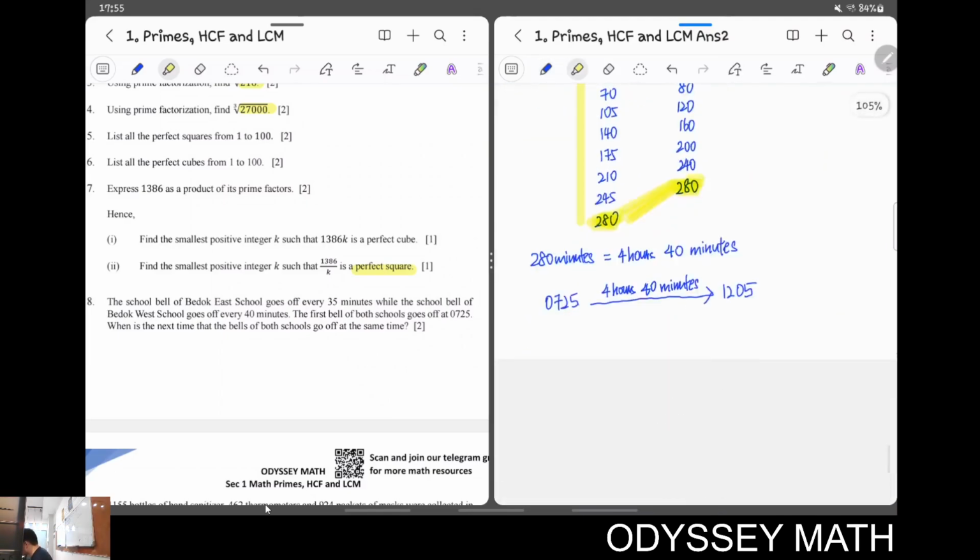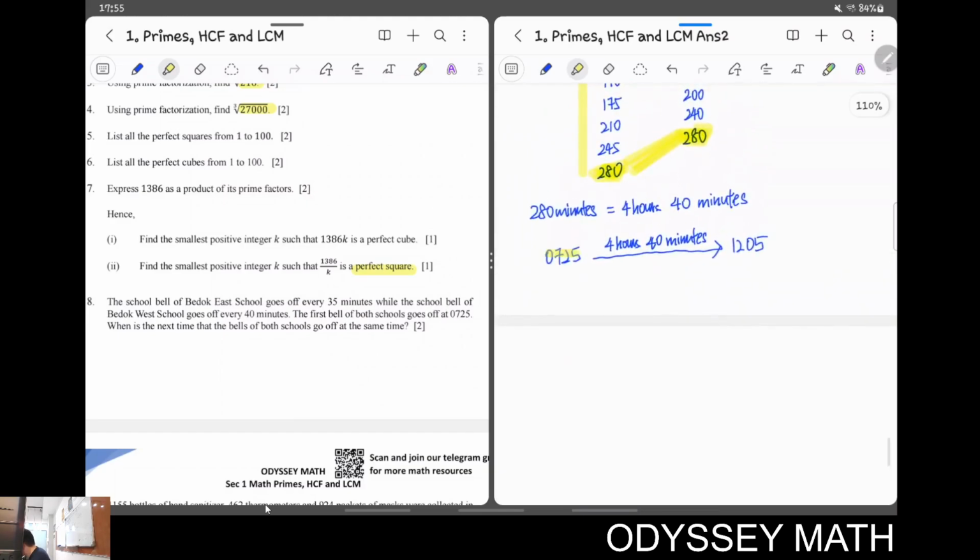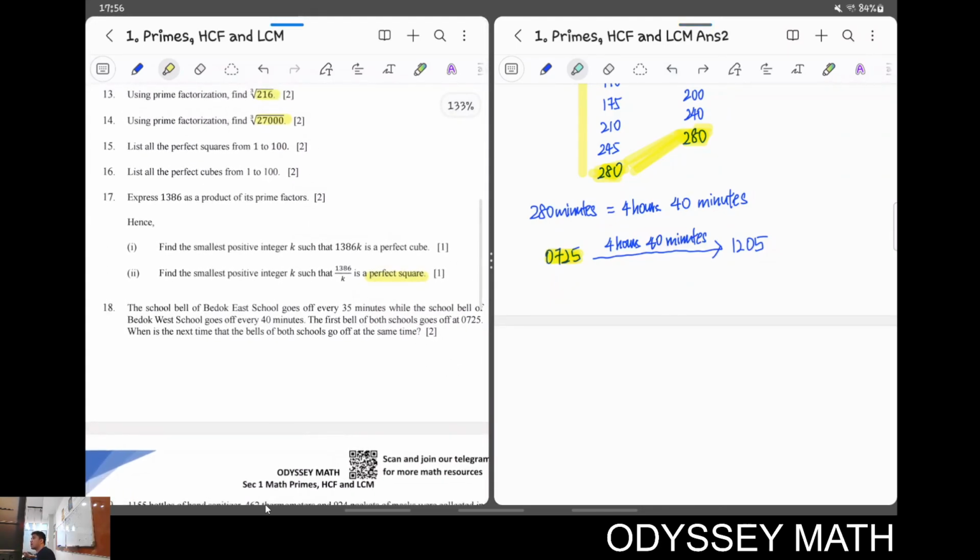So how I do it is I just break it down, you know. First I say, oh, 7:25 AM. After 40 minutes will be 8:05 AM. Agree? And then 4 hours after 8:05 AM will be 12:05 PM. So that is how I do it just now. Can? To break it down into a smaller subset of problem and then finally get the answer. Can? So that's for question number 18 over here.